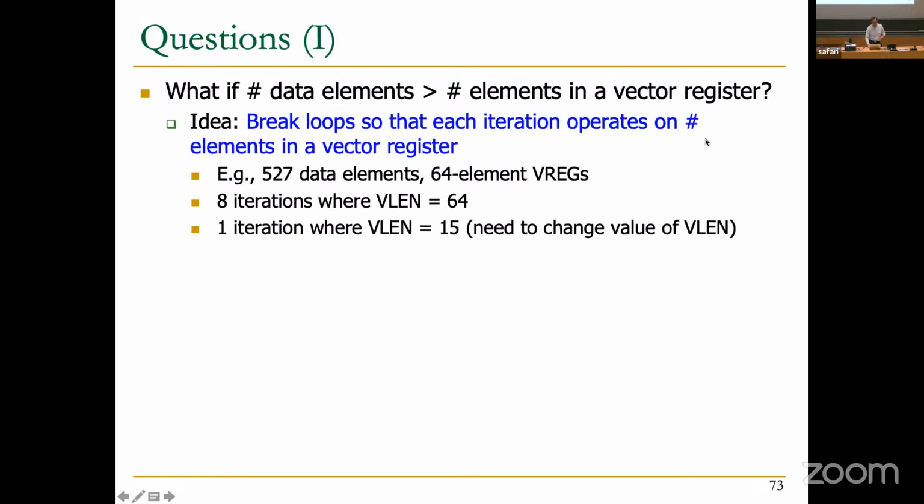This is relatively easy. You need to break the loop such that each iteration operates on the number of elements in a vector register. For example, if you have 512 data elements that you're operating on for some reason, and you have 64 element vector registers, you basically need to have a loop of the code that we showed. You need to have 8 iterations where vector length is 64, and you need to have 1 iteration where vector length is 15. Now, the downside is these 8 iterations where vector length is 64 is nice because you don't need to change the vector length.